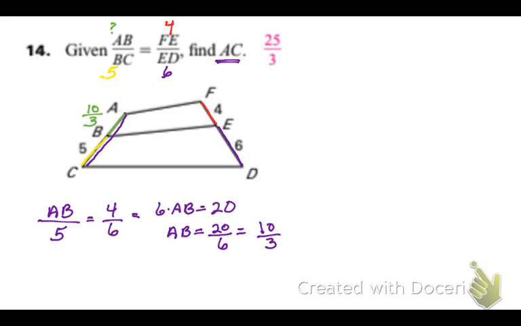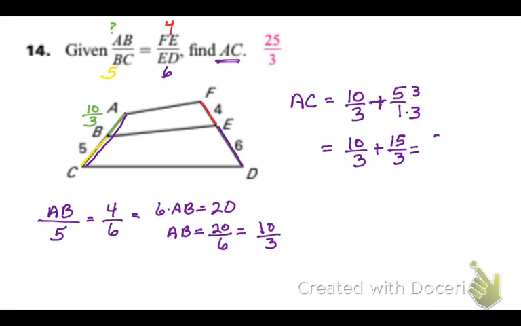So how do we find AC? AC goes from here to here, so we've got to add them together. AC is going to be equal to 10/3 plus 5 over 1. Notice this is not a cross multiplication. This is an addition. So we need to make the denominators the same. We'll make them both 3. So we multiply 5 times 3, 1 times 3, plus 15 over 3. This is basic math. And that's equal to 25 over 3. And sure enough, that's our answer. So this was a two-stepper instead of just the one-stepper.